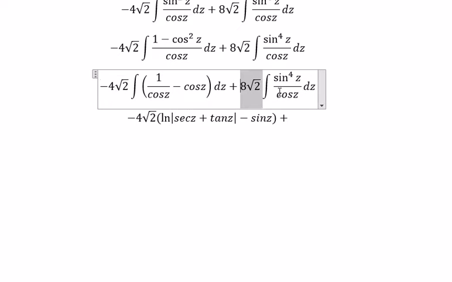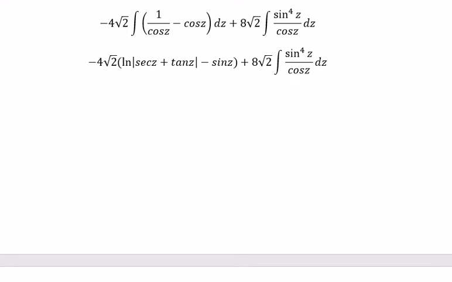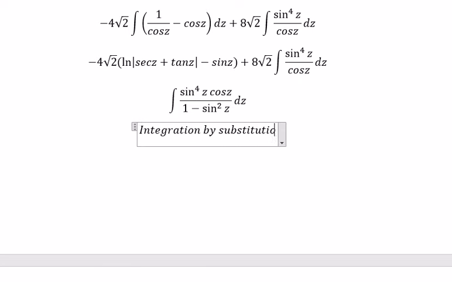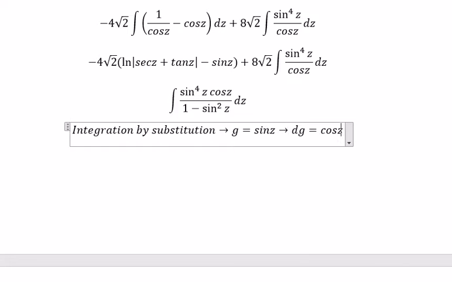Now let's go to the second one. I will concentrate about this one only. We multiply cosine z on numerator and denominator. This one we can put 1 minus sin z square. And now we can use integration by substitution. So we put g equal to sin z, dg equal to cosine z dz.